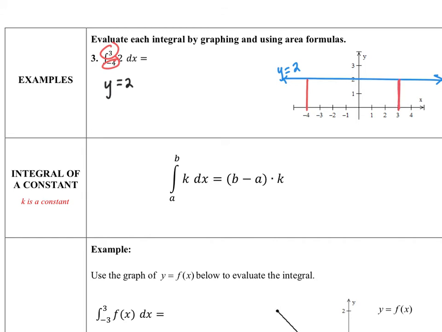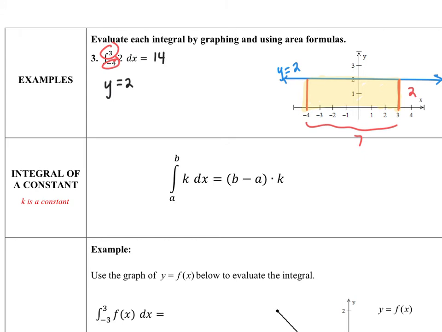I'm going to pay attention to the region that's bounded by y equals 2, my limits of -4 and 3, and the x-axis. And my region is this rectangle. The base of this rectangle is 7, and its height is 2. So the area, which is also the answer to my integral, is just 14.